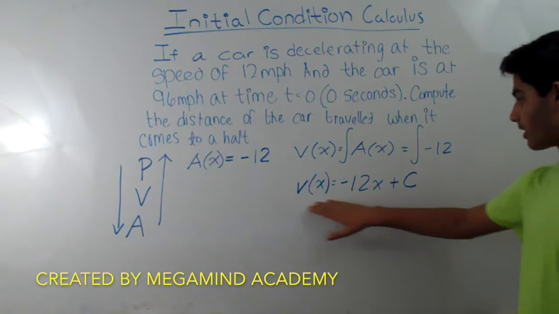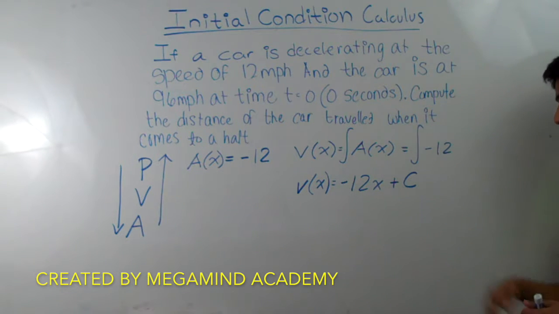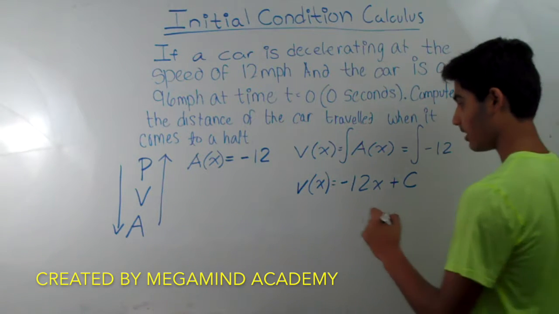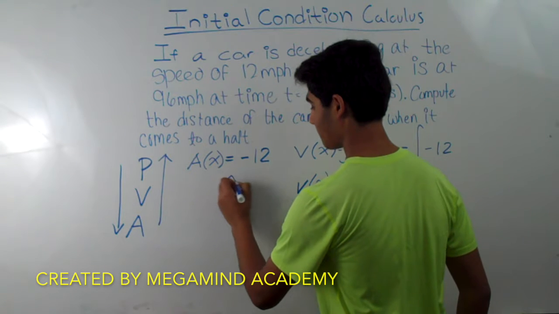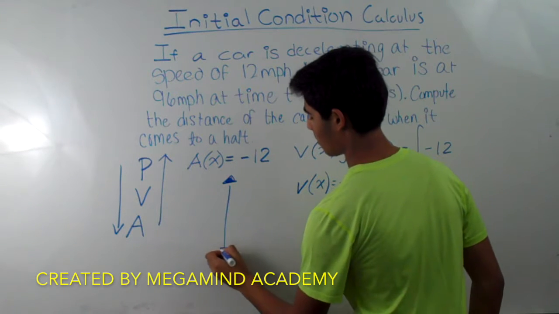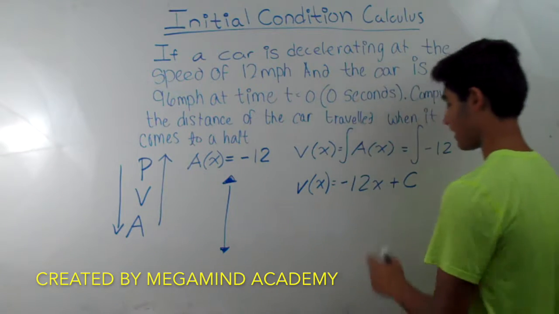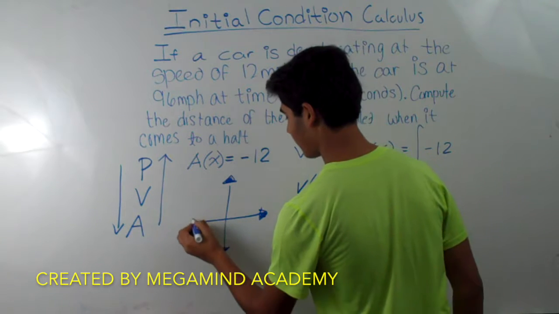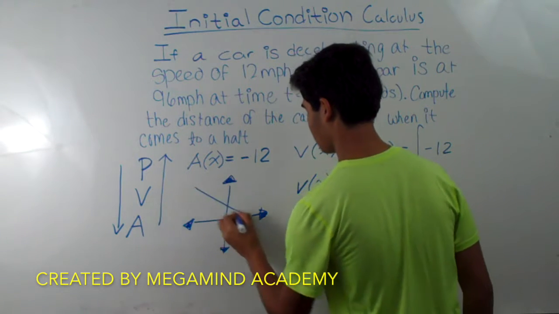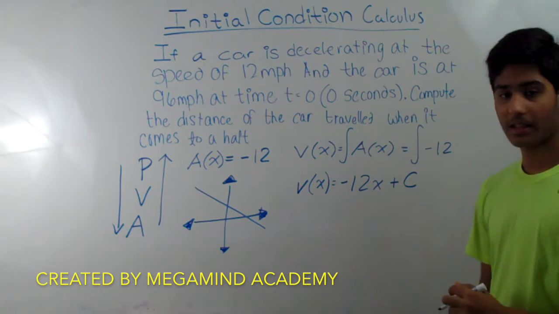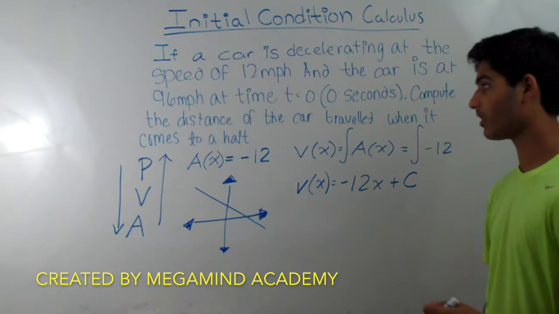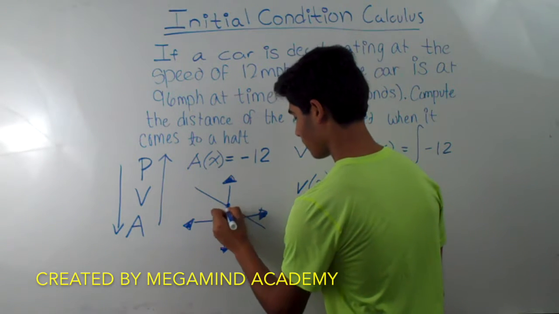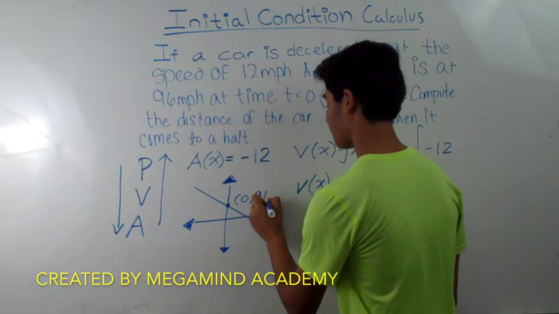Well, let's think of this function as a line. In this case, because this is a constant acceleration, this would be a linear line. So let's graph a small line like this. We know that it is going to be a decreasing line. Let's say the line went like this. Now, in the problem, we're given that at time t equals 0, the velocity equals 96 miles per hour. So that means that this point is (0, 96).